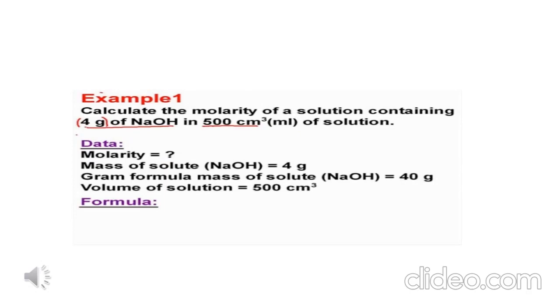Let us consider one problem to calculate the molarity of the solution. Calculate the molarity of the solution containing 4 grams of sodium hydroxide in 500 ml of the solution. Here, what is given and what we have to find out? We have to find out the molarity of the solution. Given the mass of the solute sodium hydroxide is 4 grams. We know that the gram molecular weight of sodium hydroxide is 40 grams. And also given that the volume of the solution is 500 ml or 500 cc.